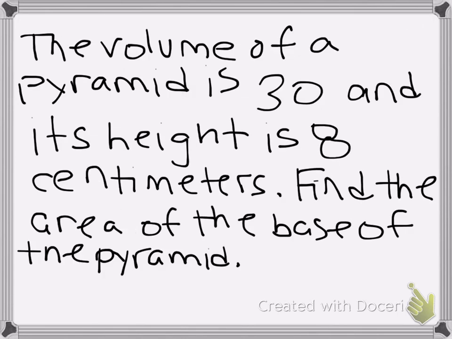The next one is related to a formula, and these should be in your key concepts packet, but you need to learn how to use the formula. So this says the volume of a pyramid is 30 and its height is 8. Find the area of the base of the pyramid. Well, the volume formula is 1/3 B times H, and the B is actually a capital B because it represents the area of the base.